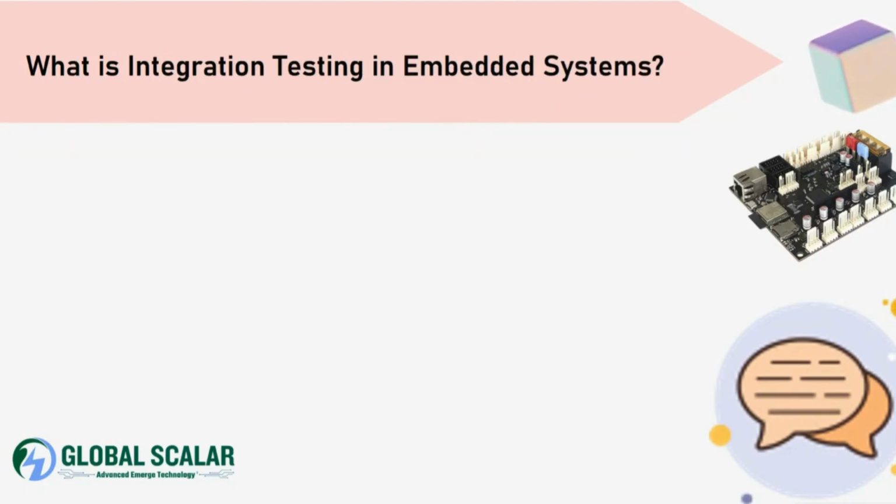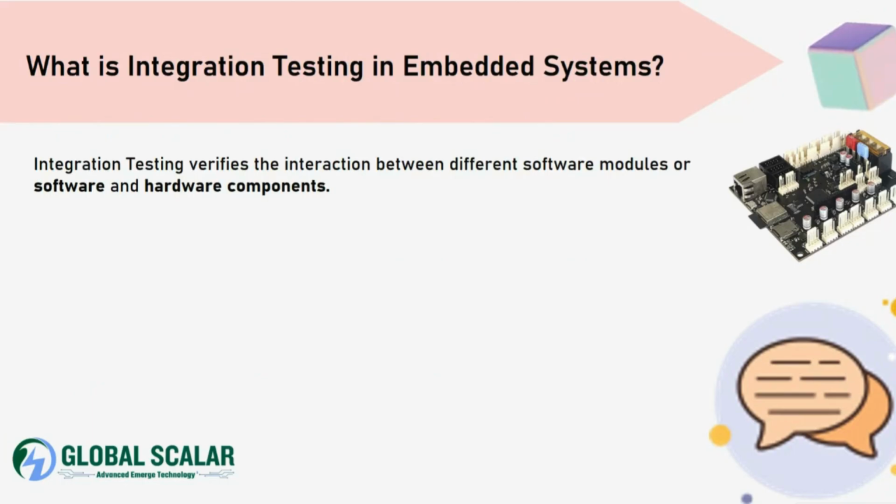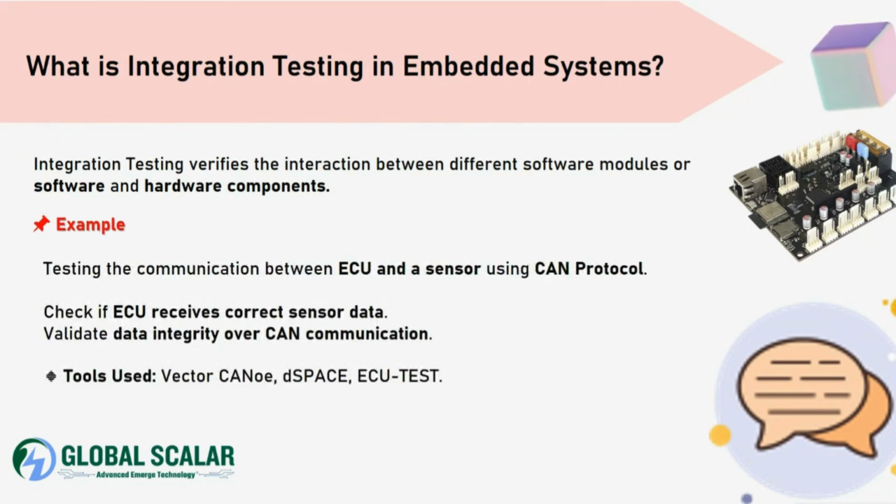What is integration testing in embedded systems? Integration testing verifies the interaction between the different software modules, or the different hardware or software components being integrated here. The example here is testing the communication between the ECUs and the sensors using the CAN protocol. Checking if the ECU receives the correct sensor data or not will be validated as a part of the integration testing, to validate the data integrity over the CAN communication. The tools used for integration testing are Vector CANoe, dSPACE, and ECU test tool.